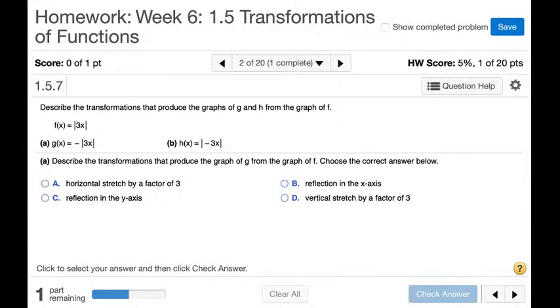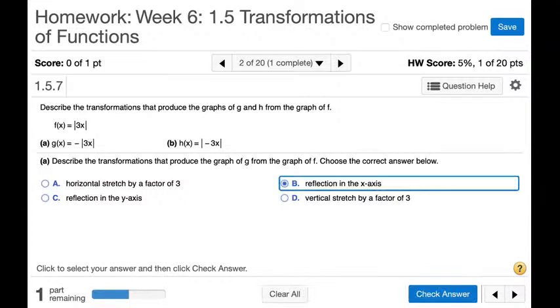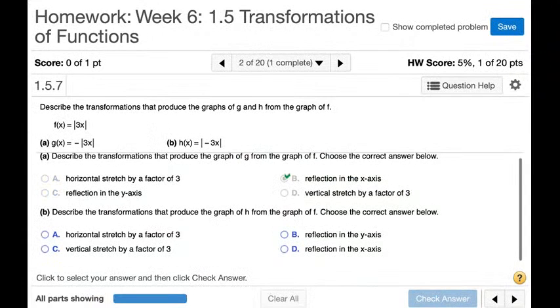Okay, so if this is the base function, if we multiply the outside by a negative, that's going to flip it vertically. So it's going to flip over the x-axis, top to bottom. If we multiply the inside by a negative, that's going to flip it horizontally over the y-axis.